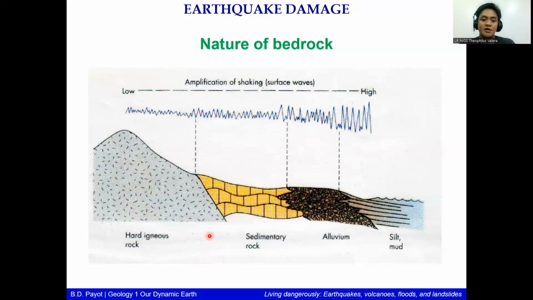So first, one of the most important things is the nature of the bedrock. So suppose your house is situated on hard igneous rock, or on sedimentary rock, or on alluvium, or even on silt and muds. What environments are these? Hard igneous rocks would be like here in Diliman, Quezon City, for example.